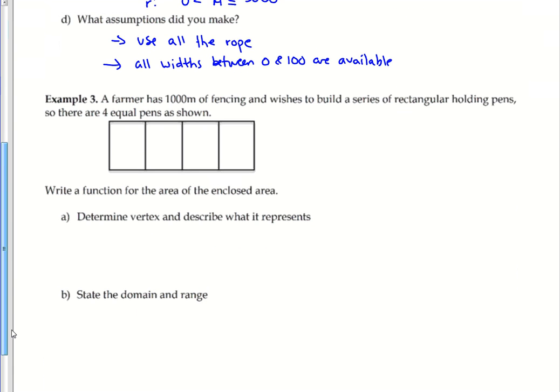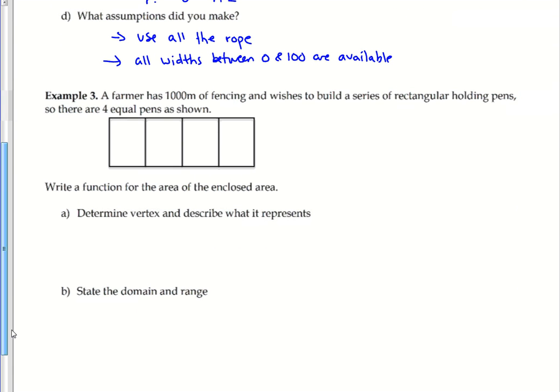Okay, let's try one more like this. I want you to try and make the formula. I'll get you started, but you're going to try and make the formula. So a farmer has 1,000 meters of fencing and wishes to build a rectangular holding pen. So there are 4 equal pens as shown. Like one's for your pigs, right? And one's for like your chickens or something. I don't know. So different pens. That's supposed to be a pig, but I don't know if it looks like one.